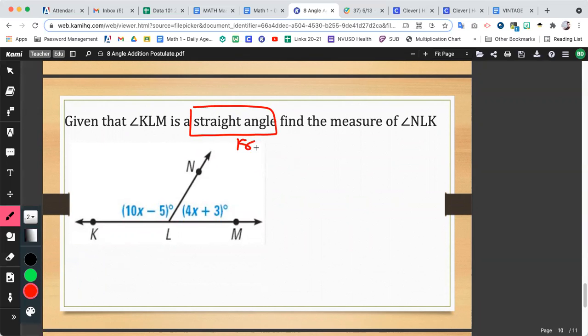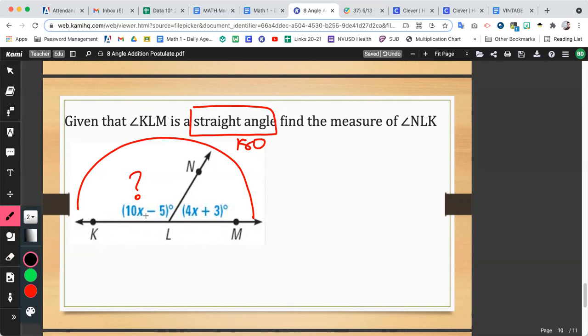Means 180. Find the measure of NLK. So NLK is this one right here. Okay. So basically what this is saying is if the whole angle is 180, they want me to find x and then plug x back in and find this one angle, NLK. Okay. So the first thing we have to do is solve for x.